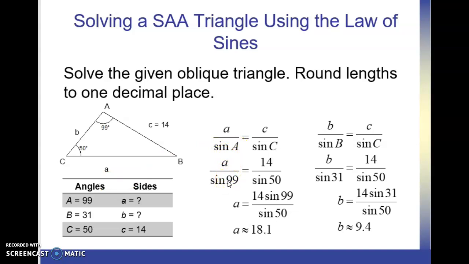Proportions, if you think way back, can be solved easily by cross multiplying and then dividing by whatever is multiplied by the variable. So sine of 99 times 14, cross multiplying and dividing that by the sine of 50 to get the length of side A. The equal symbol is changed to an approximate symbol because we are rounding. The same procedure is used to find the length of side B.